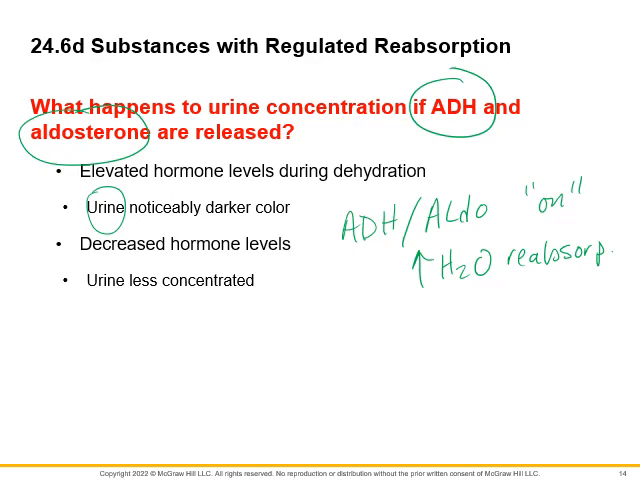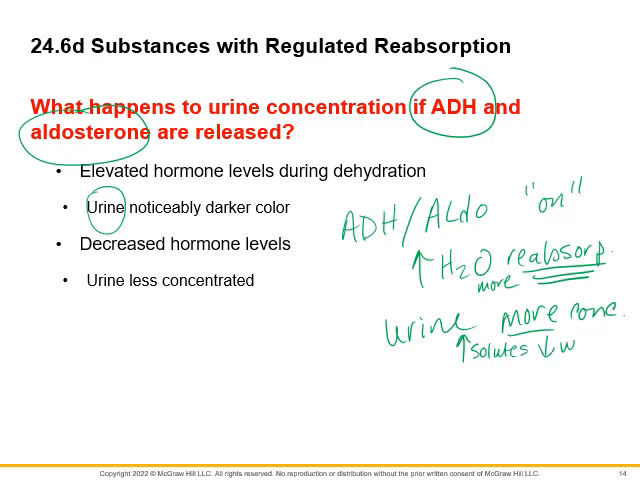What does that mean with urine? So if you're reabsorbing more water, your urine is going to be more concentrated. You're going to have higher solutes, right? And you're going to have lower water because you reabsorbed all of the water. So what's going to happen to your urine? It's going to be more concentrated. It's going to be more yellow, or if you want to say darker in color, that's fine.